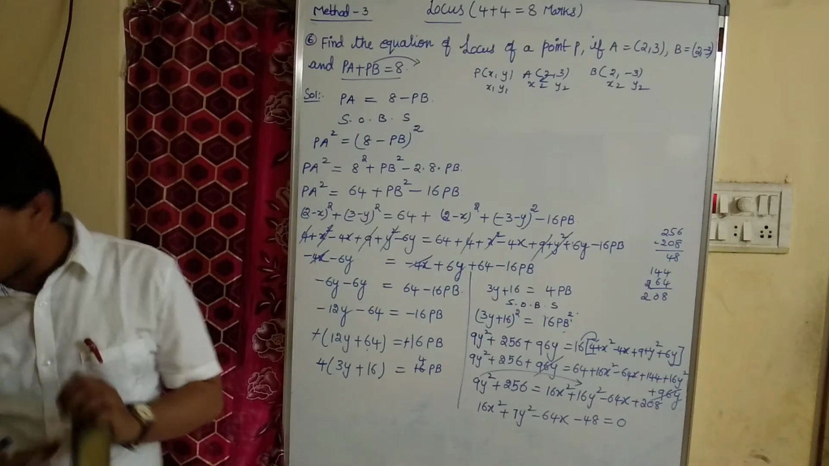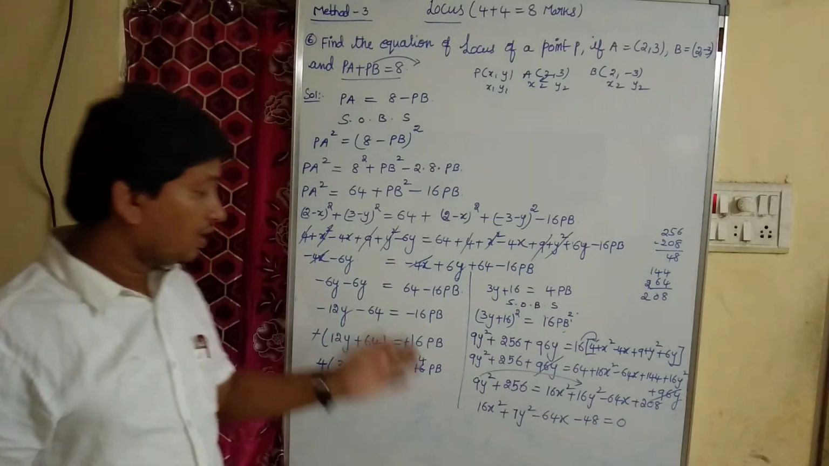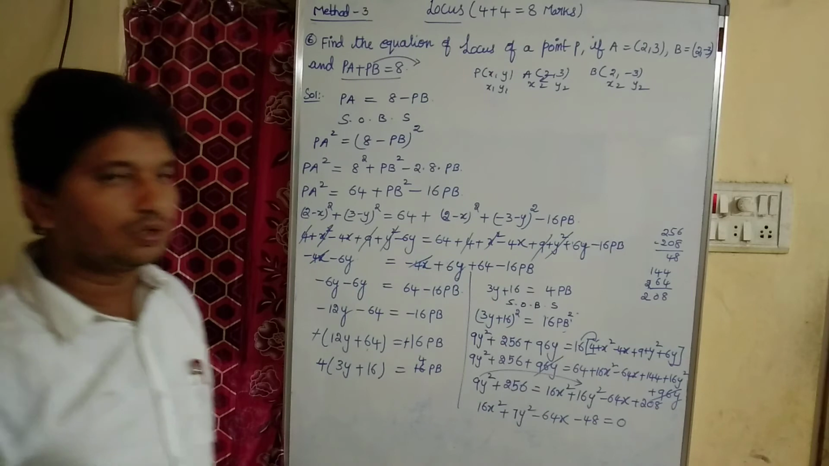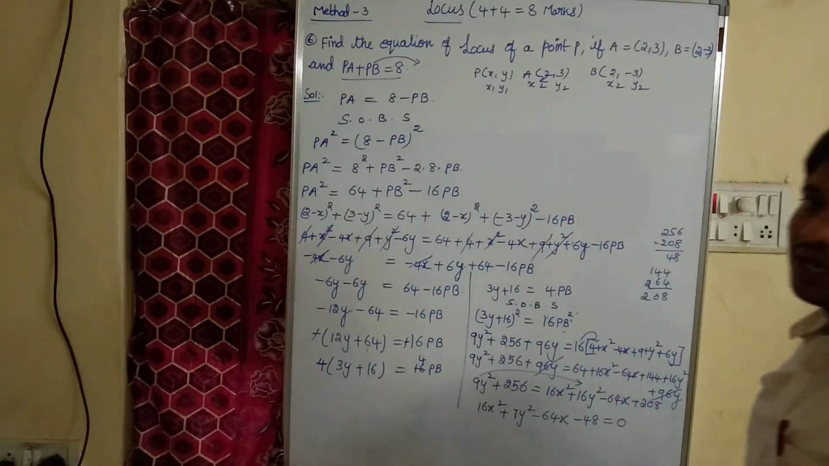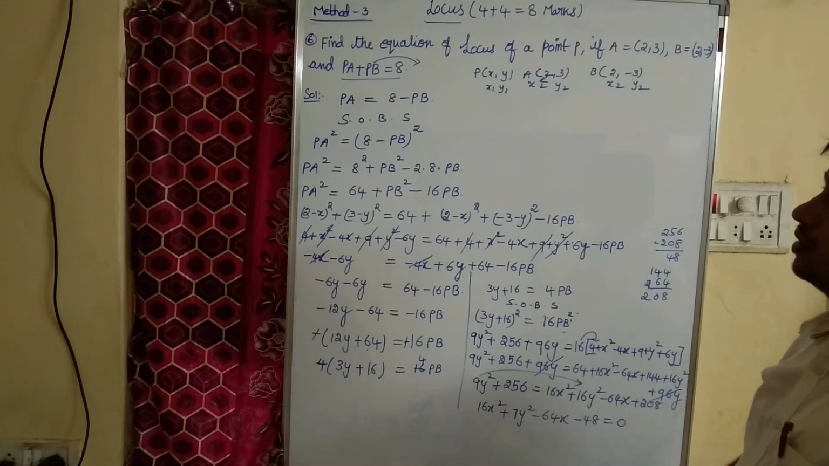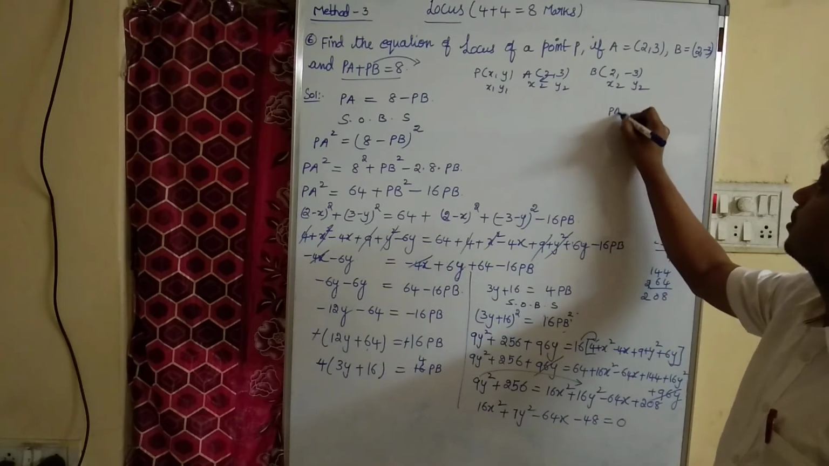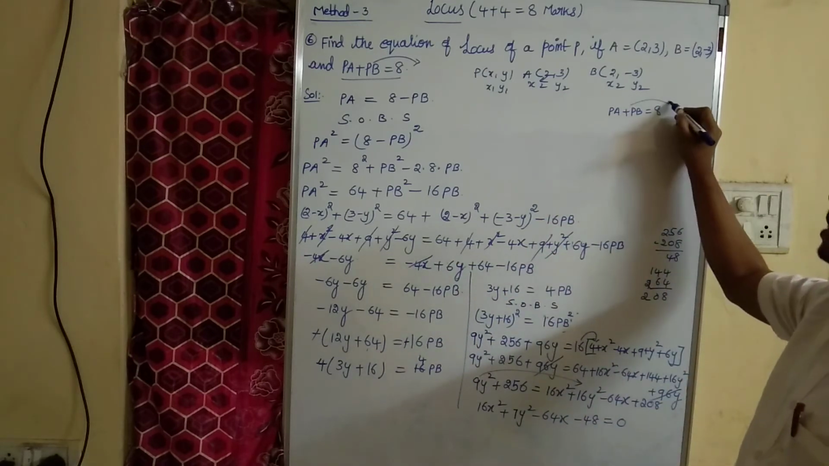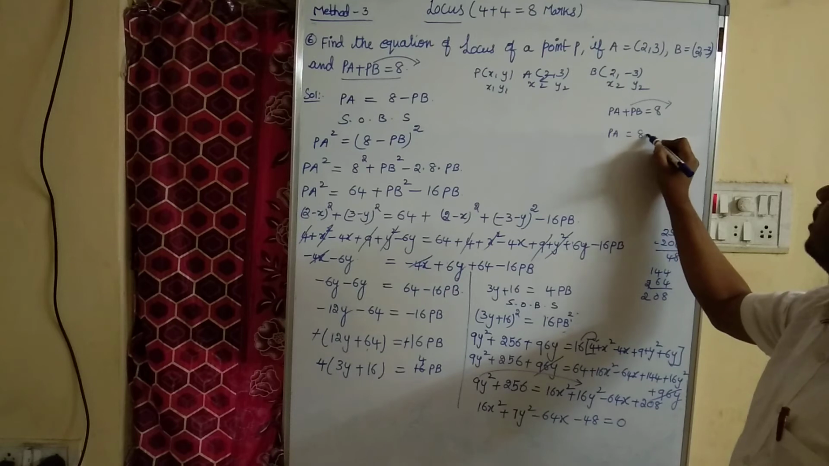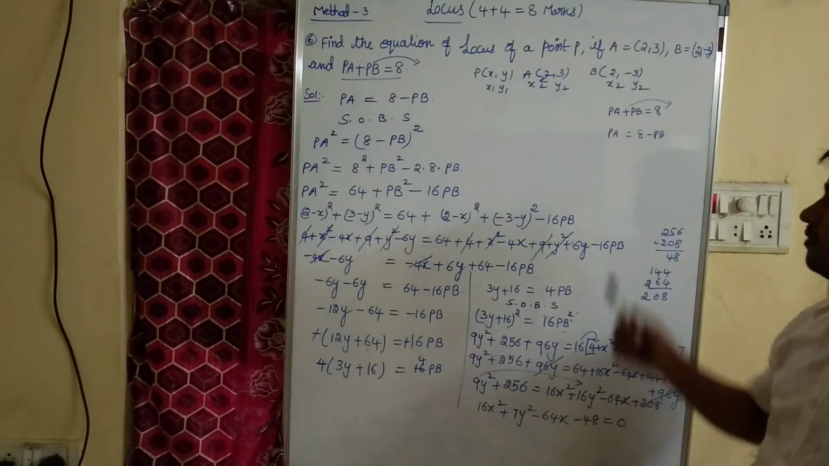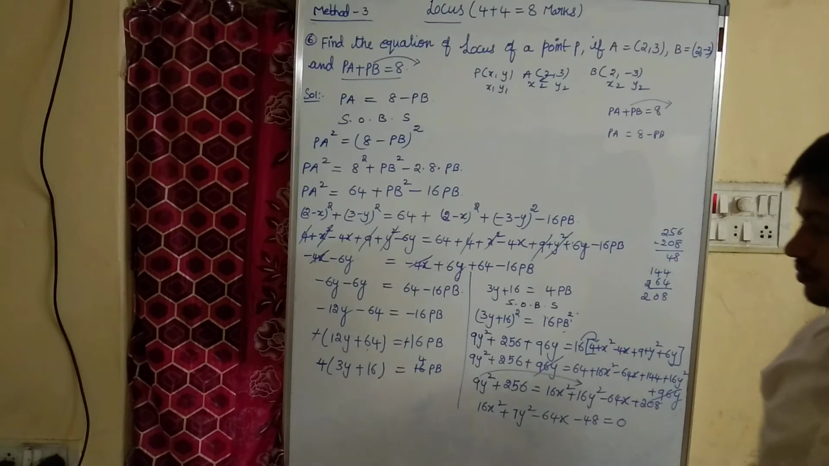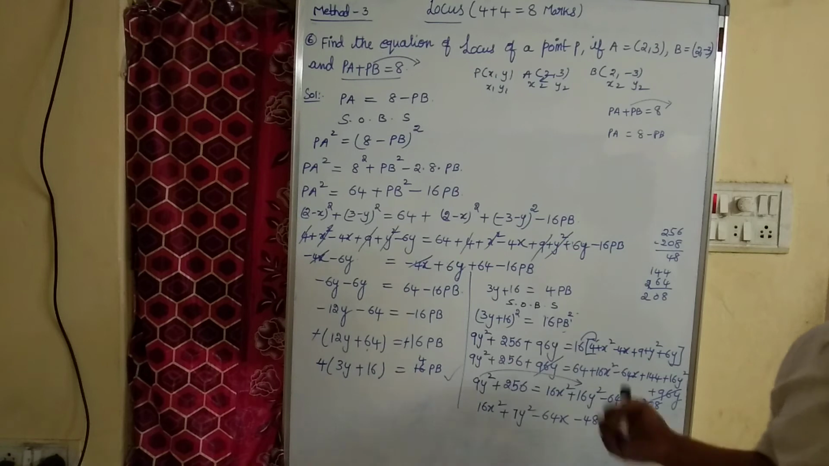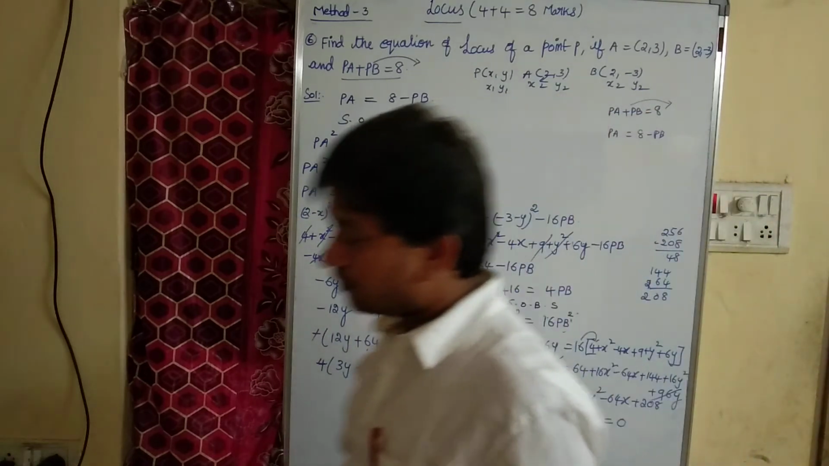So what is the equation of locus of P? That is 16x square plus 7y square minus 64x minus 48 equal to 0. So when we are doing calculation, we must be careful. The concept is what? It depends upon this given condition, PA plus PB equal to 8. The thing is, we have to transpose: PA equal to 8 minus PB. Then we have to do squaring on both sides. You will get this equation. Again we have to do squaring on both sides. Then you will get the required locus of P.